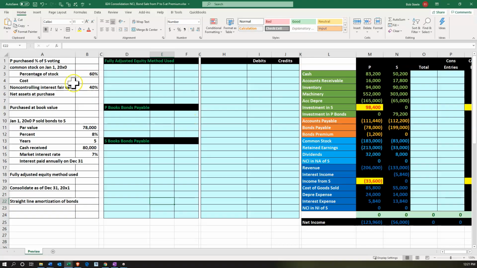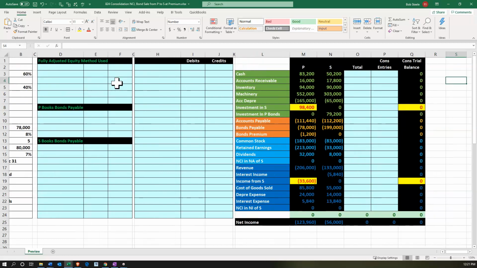Here we are in Excel. We have the information on the left. We're going to be entering that into the blue area on the right with the worksheet with the journal entries, and then we're going to be entering that into our consolidation worksheet.